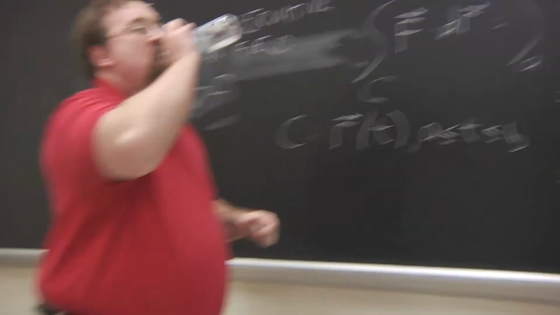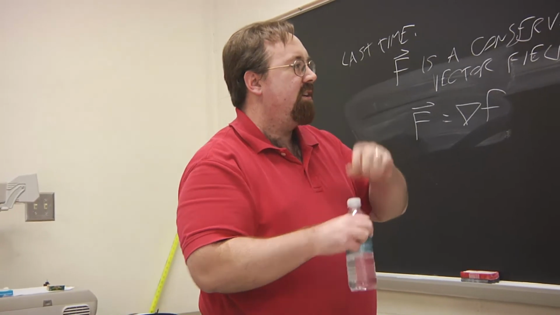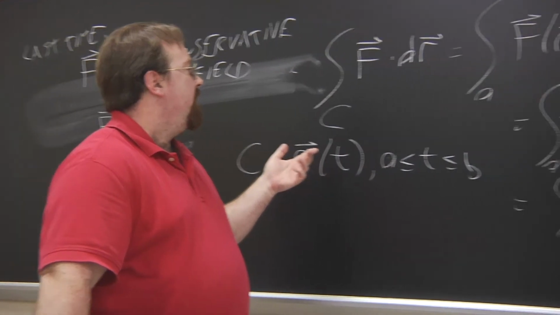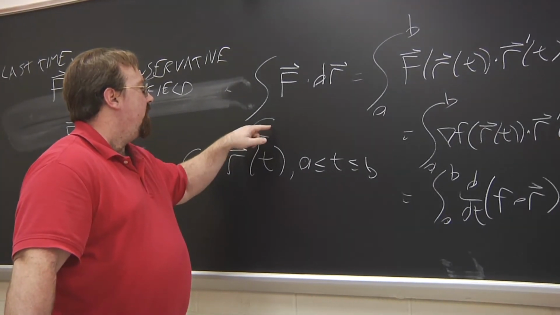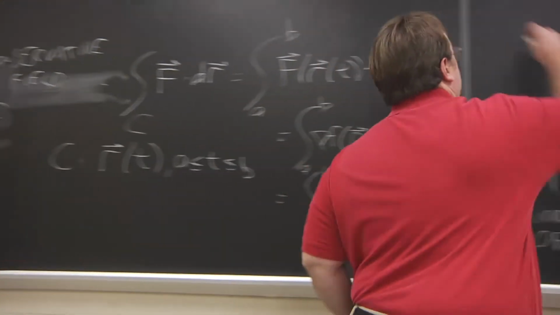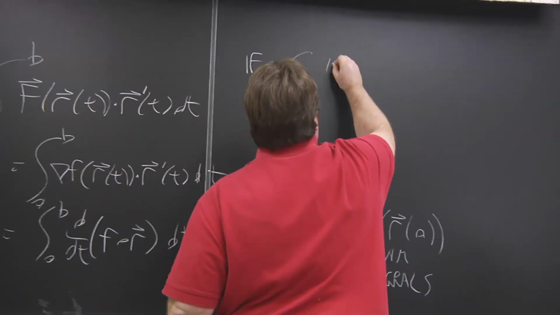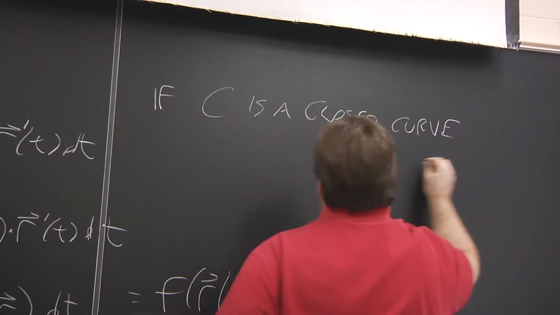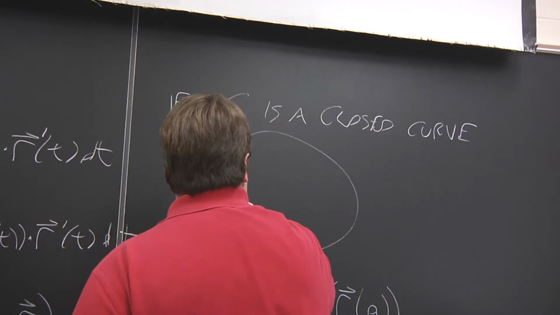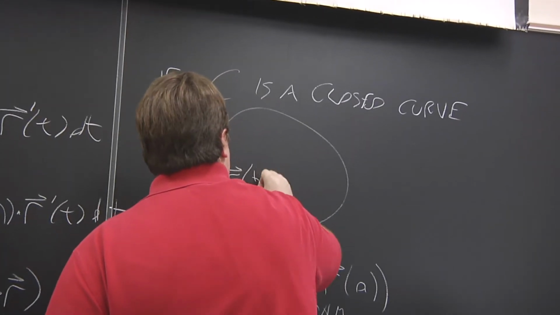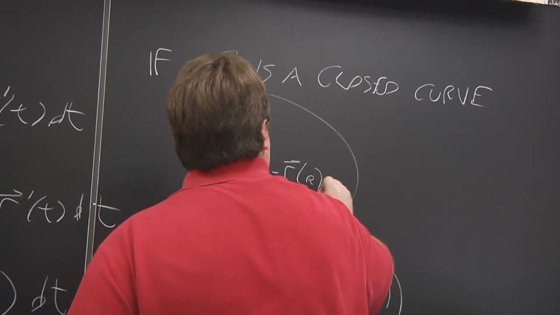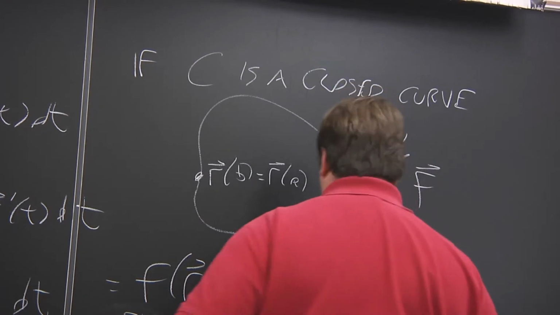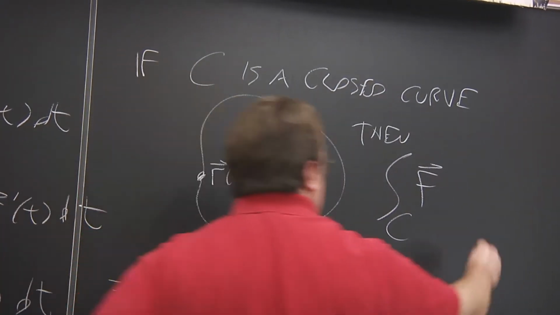Now, let's take a look at the consequences of F being a conservative vector field when this curve C is a closed curve. This is the very last thing I mentioned last time. Basically, this is a curve that begins and ends at the same point. Then we're evaluating f at the same point, so we're just going to get 0.